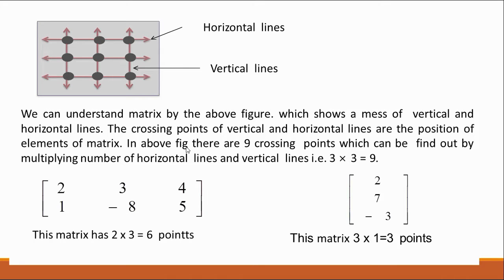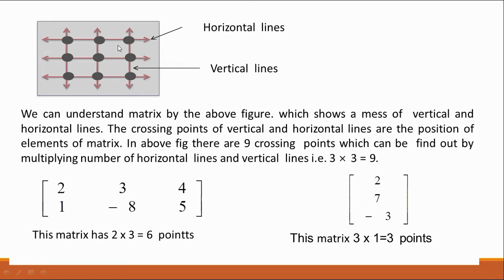Dear students, here you see a picture. This is a representation of a matrix. You can understand a matrix by this figure, which shows a mesh of vertical and horizontal lines. The crossing points of vertical and horizontal lines are the positions of the elements of the matrix. In this figure, there are 9 crossing points, which can be found by multiplying the number of horizontal lines and vertical lines. That is, 3 multiplied by 3 is equal to 9.